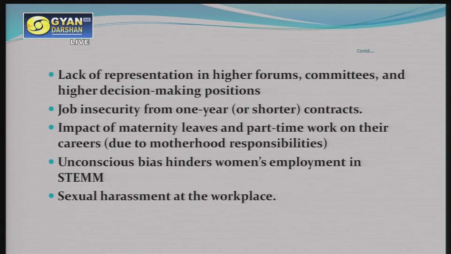Then we look at job insecurity from one-year or shorter contracts, the impact of maternity leave on their career, and unconscious bias that hinders women's employment in the STEM field, and sexual harassment at the workplace. These are the specific challenges that women face in science, because as a practice and culture, it is patriarchal in nature.